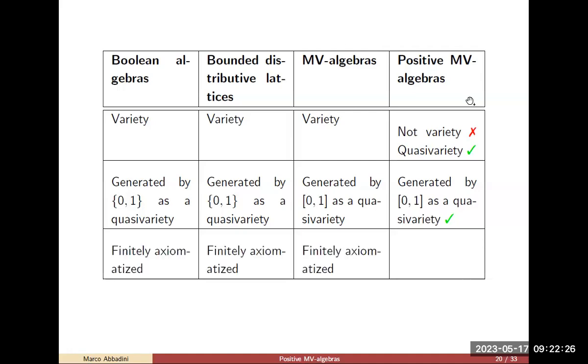And what about finite axiomatization? Well, Boolean algebras have a finite axiomatization given by equations. Same for bounded distributive lattices and MV-algebras. Here we do not have a finite equational axiomatization because it's not a variety. So the best thing we can hope for is a finite quasi-equational axiomatization. And we have it. So let me write it here. That was not easy. Finite quasi-equation.